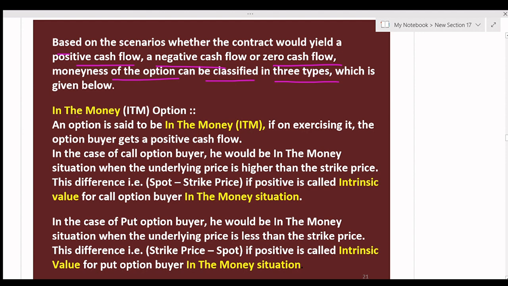Number 1, in the money, ITM option. An option is said to be in the money, ITM, if on exercising it, the option buyer gets a positive cash flow. In the case of a long call option buyer, he would be in the money situation, that is ITM, when the underlying price is higher than the strike price. The difference, spot minus strike price, if positive, is called the intrinsic value for the call option buyer in the ITM situation.